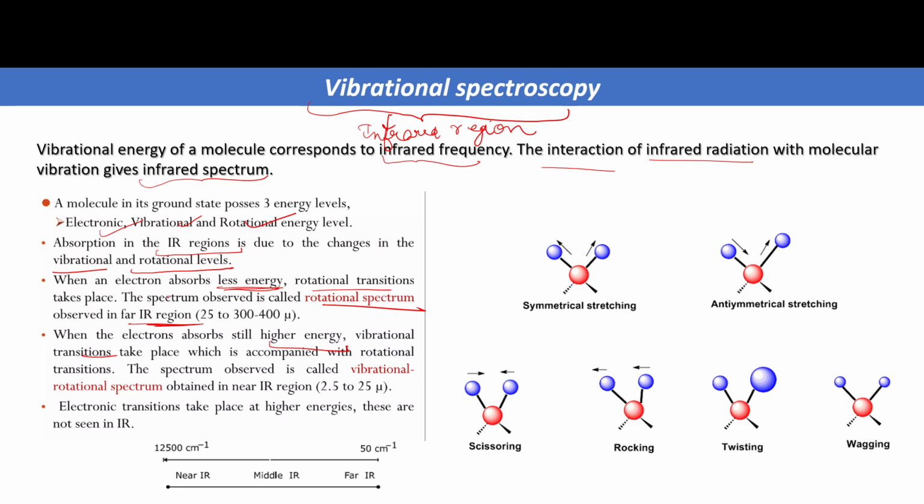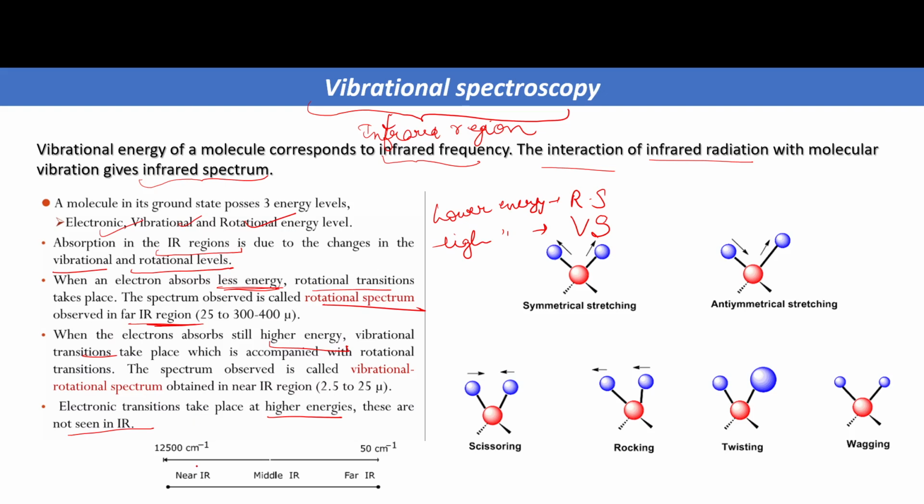So, when the molecule absorbs lower energy, we obtain the rotational spectrum because of the rotational transition. And when it absorbs higher energy, we obtain the vibrational spectrum. The electronic transitions generally take place at high energy and are not seen in the IR region.